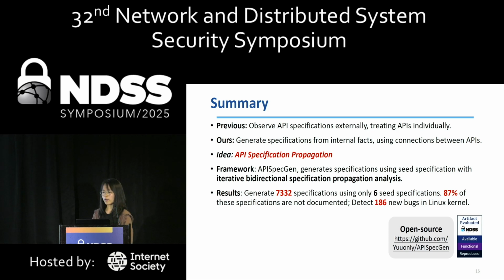We also detect 186 new bugs in the Linux kernel. APISpec-Gen is also open source and has passed the artifact evaluation, and you can have a try.